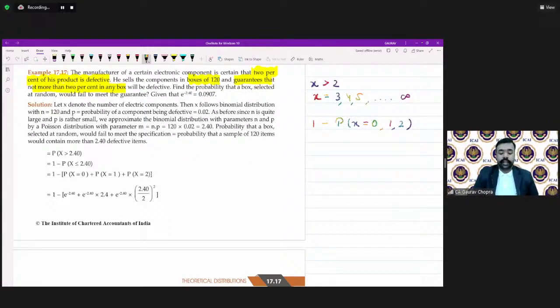Now what about the mean here? We are given n. N is 120. Probability is 2%. So what will be the mean? Mean will be n into p. So 120 multiplied by 2%, that is 2.4. So mean is equal to 2.40. Now we have to solve.